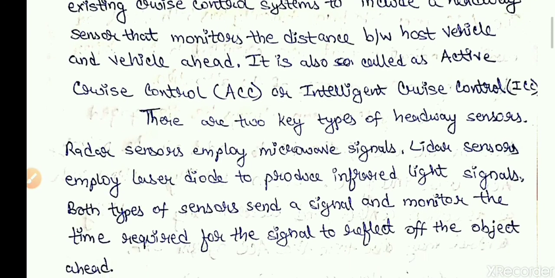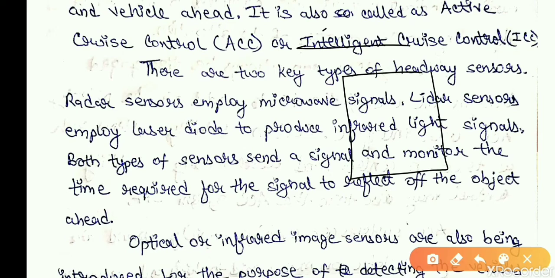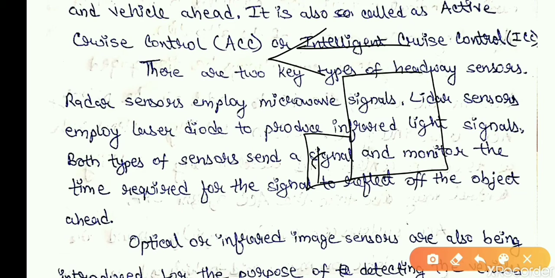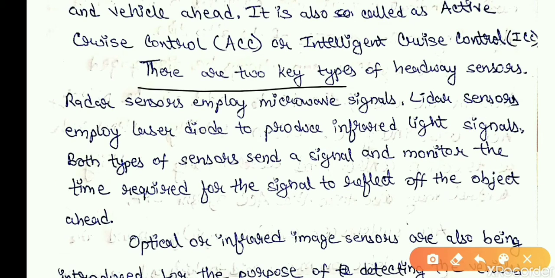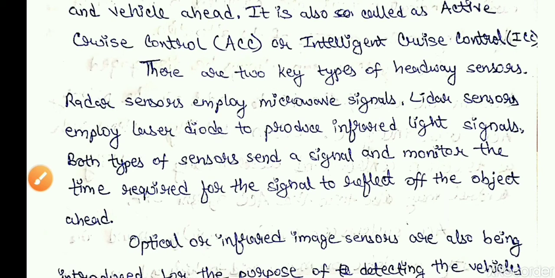Now see how this works. There are two key types of headway sensors. Headway sensors means there are two types of sensors in the front portion of your vehicle. This is the front side and this is the rear side of the vehicle. Radar sensors employ microwave signals. LiDAR sensors employ laser diodes to produce infrared signals. Okay, there are two sensors.